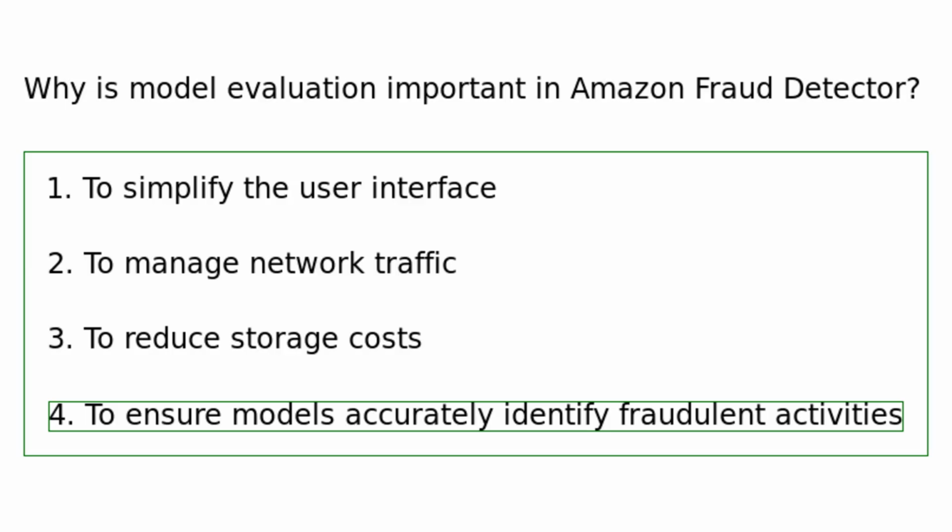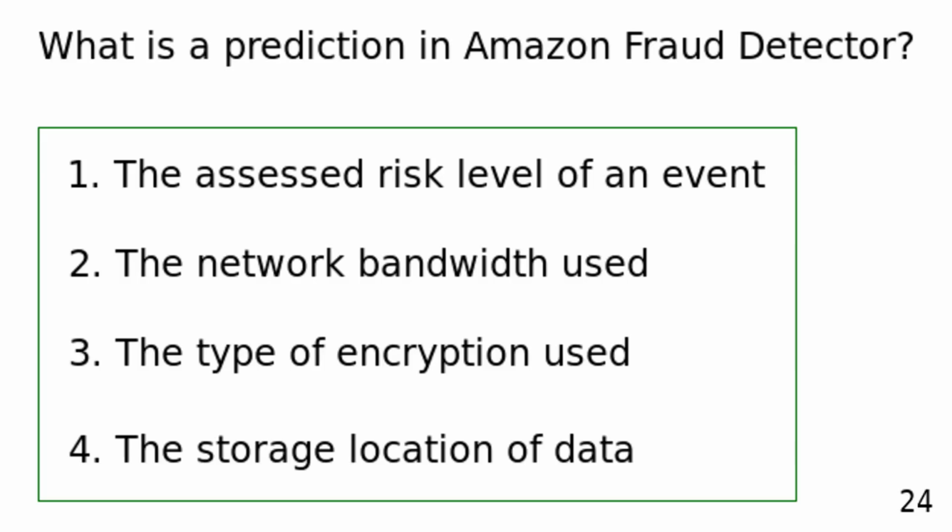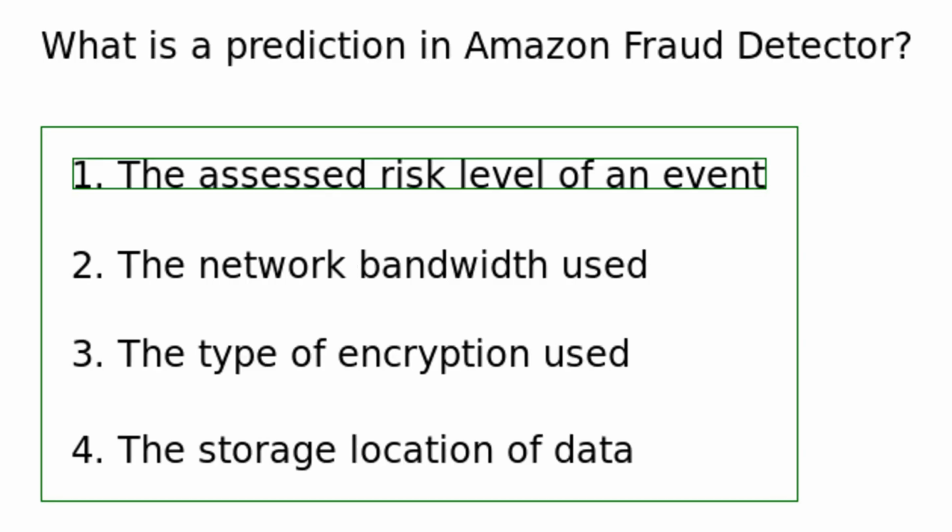and negatives. What is a prediction in Amazon Fraud Detector? The assessed risk level of an event. The network bandwidth used. The type of encryption used. The storage location of data. A prediction in Amazon Fraud Detector refers to the assessed risk level of an event, indicating the likelihood of fraud.